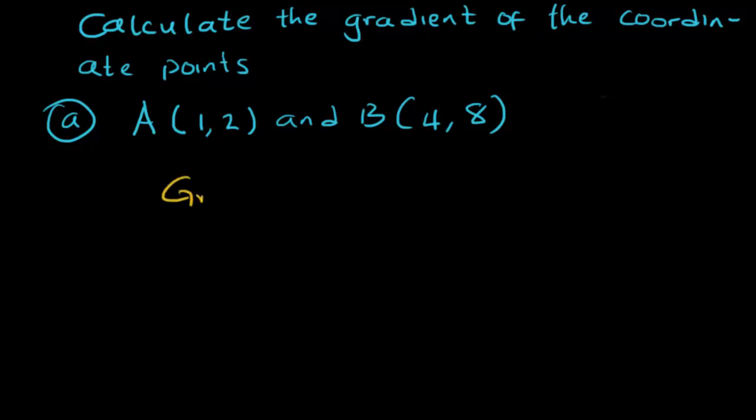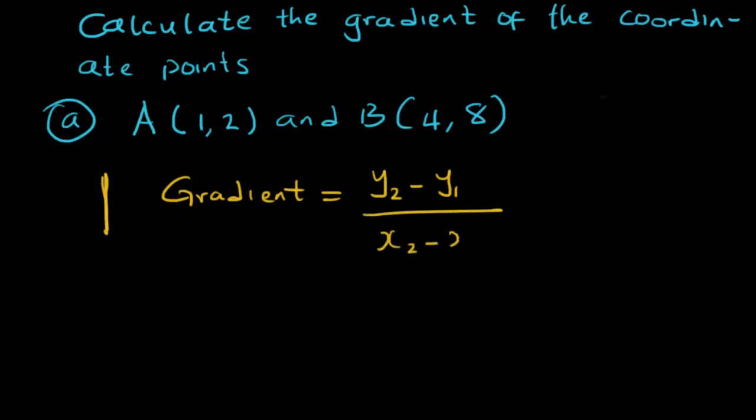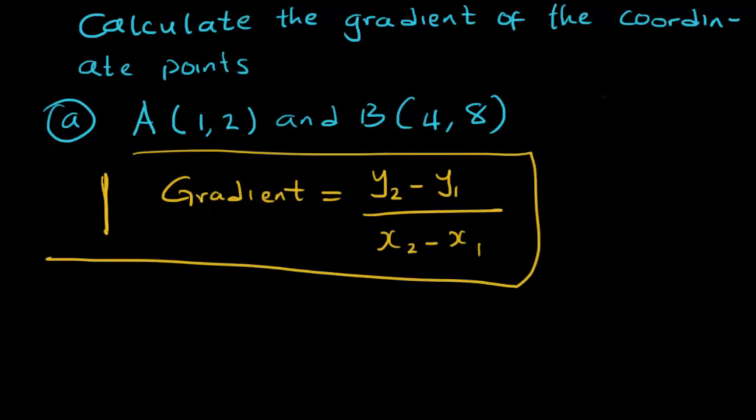Now, gradients equals, remember I told you that it's rise over run. Now, rise is actually the y-axis because it's like up. So the y-axis. So we have y2 minus y1 over run, x2 minus x1. This here is the formula for calculating gradients: y2 minus y1 over x2 minus x1.